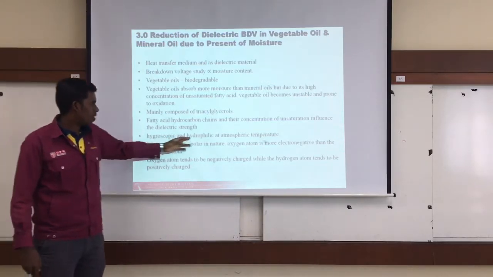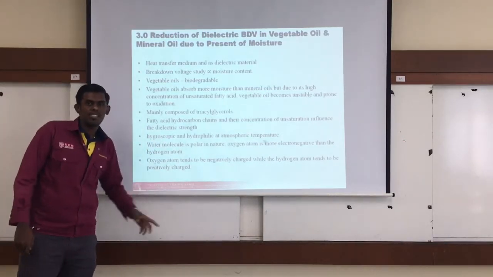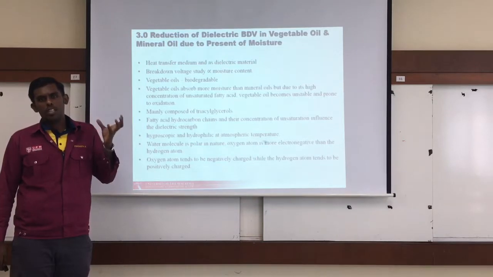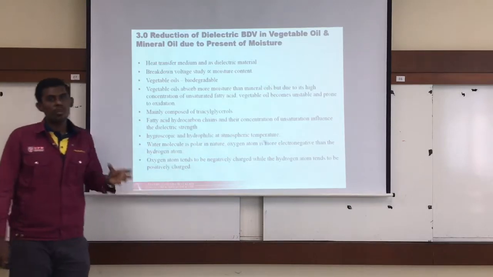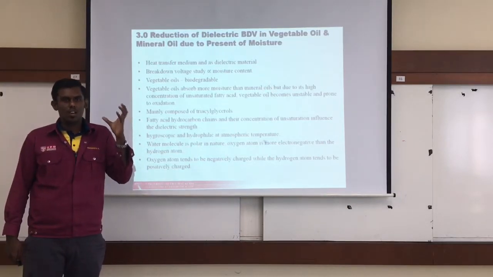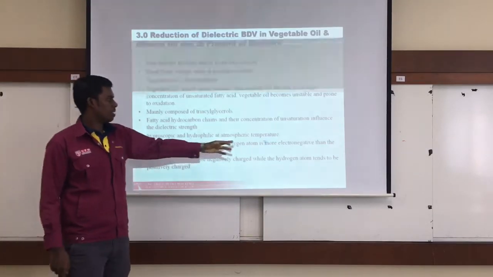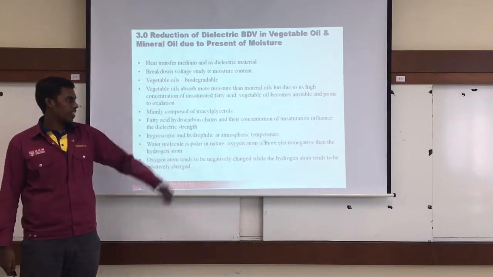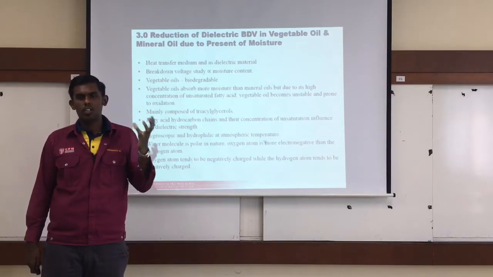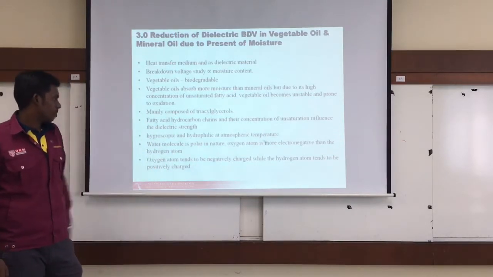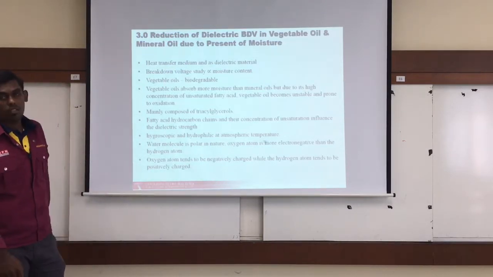So it is hygroscopic and hydrophilic at atmospheric temperature. What does hygroscopic mean? Hygroscopic means the tendency to attract water or moisture from the air. And hydrophilic means the tendency of mixing moisture in the oil. And then the water molecule is polar in nature. The oxygen atom is more electronegative. What does electronegative mean? The oxygen atom has a tendency to attract electrons more than the hydrogen atom. So the oxygen atom tends to be negatively charged while the hydrogen atom tends to be positively charged.